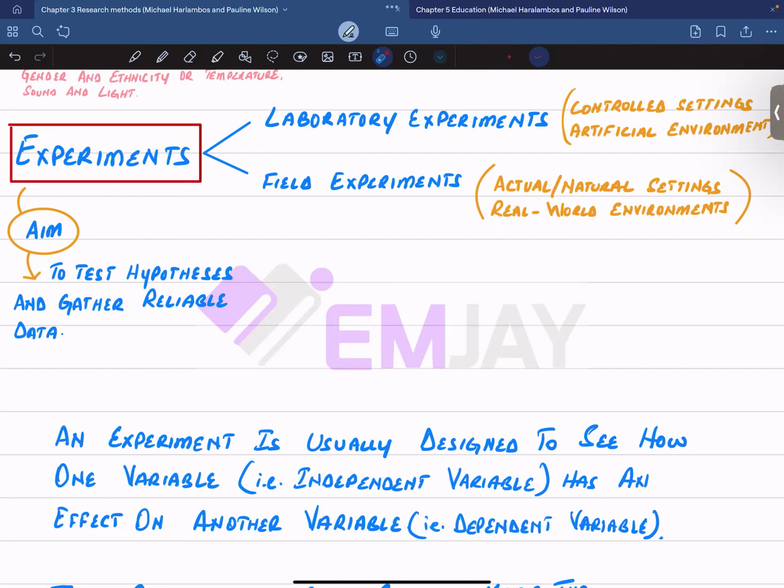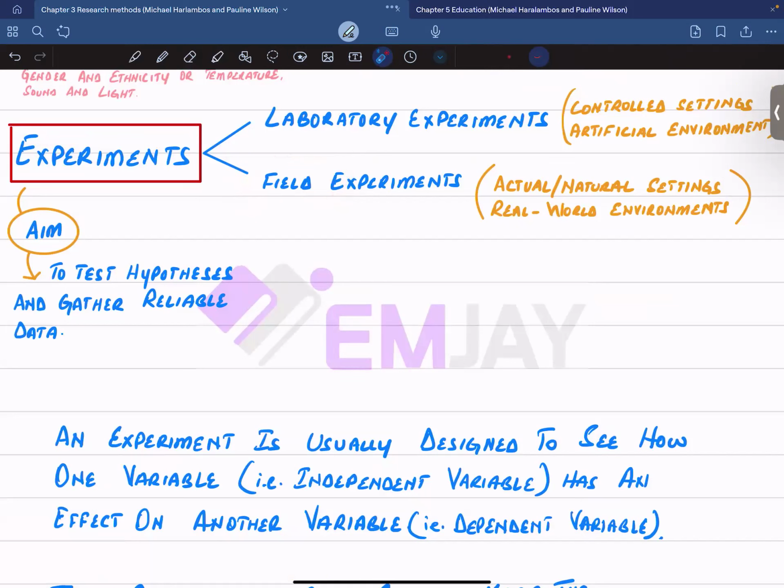Let me repeat, a research that is conducted in a controlled or artificial environment is usually referred to as a laboratory experiment. However, the word field experiment has to do with the extent to which a research is conducted in its normal, natural, actual, or real world environment or setting. So, if you're conducting a research in an artificial and controlled environment, you'd refer to that as a laboratory experiment. If you're conducting a research in a real world environment, you'd refer to that as a field experiment.